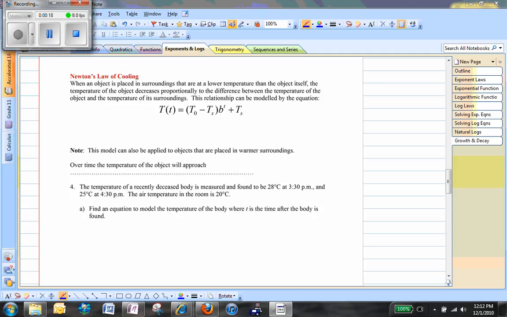Basically, if I put something hot in a cold environment, the hot thing will eventually get colder. And if I put something cold in a hot environment, it will eventually get hotter. That's the gist of the statement. Now, if I use Newton's law of cooling, he says the following. This is the temperature at any time, T.